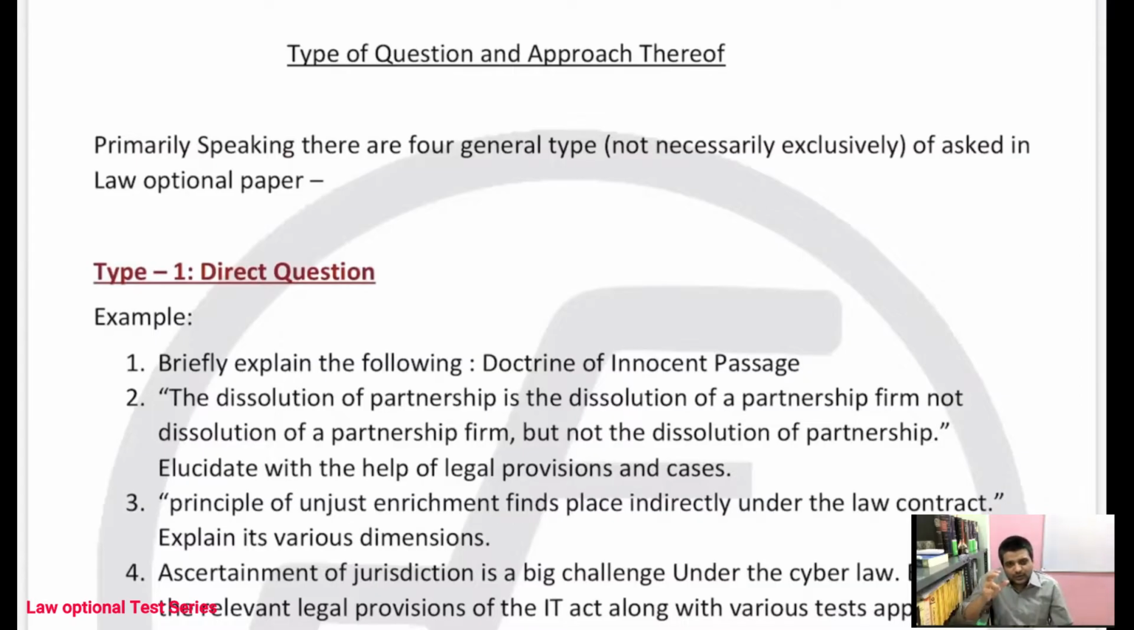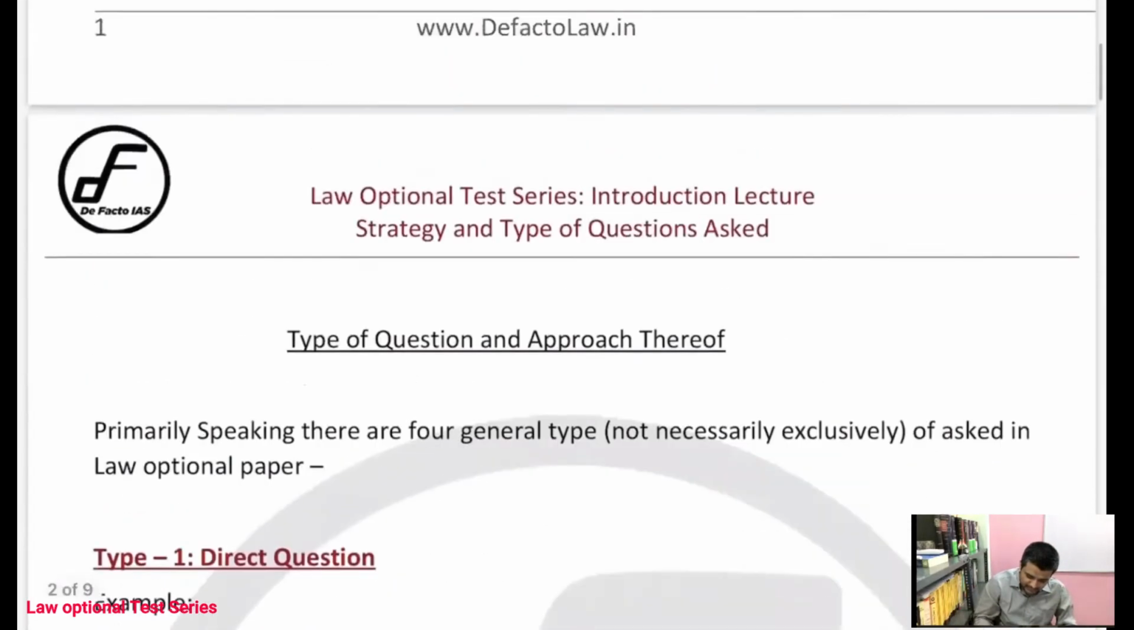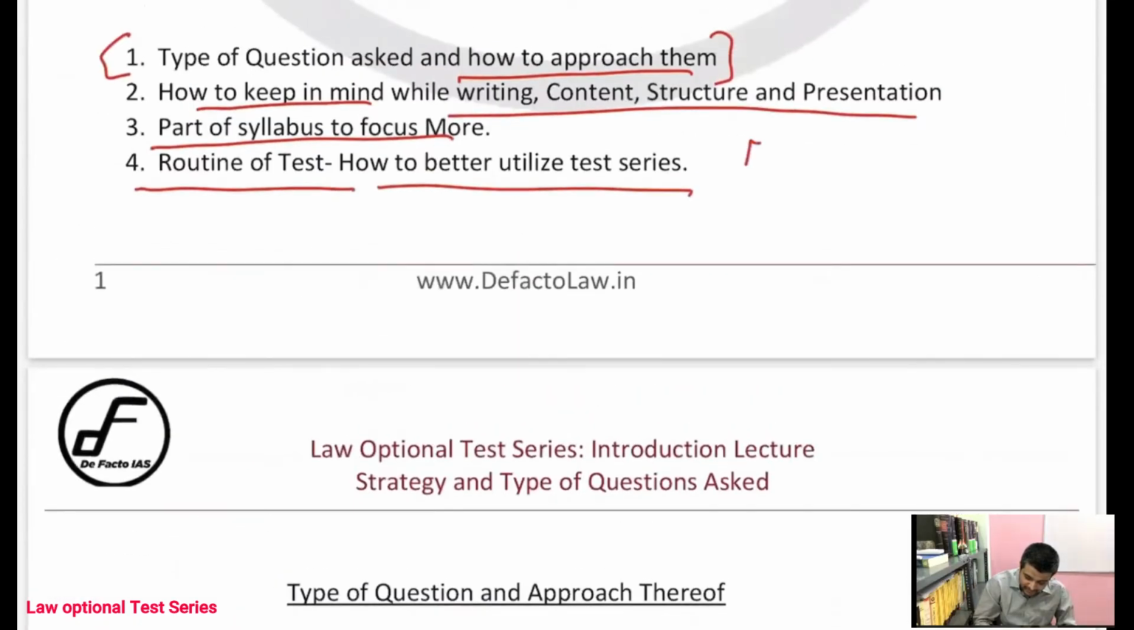Once you identify the type of question, that it falls in type 1, type 2, type 3, or type 4, then you should be by default able to write in the exam that this is a type 1 question, and these are the elements that must be there in this type of question. These elements must be contained in that particular answer. Now, what are those 4 types of questions? Let me write them first.